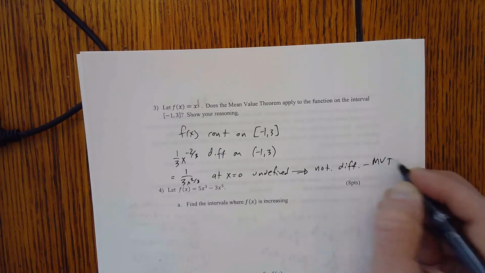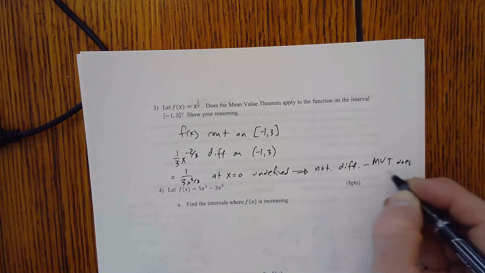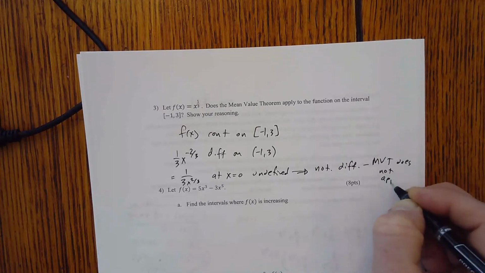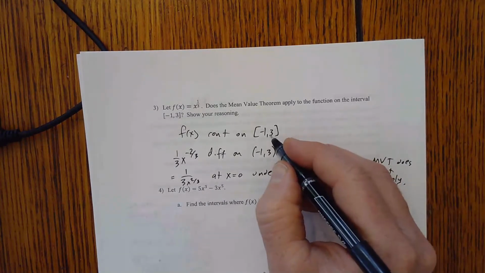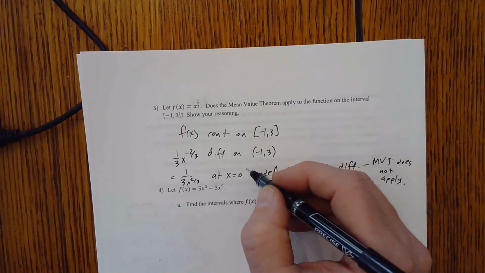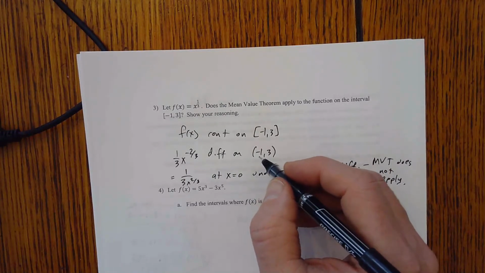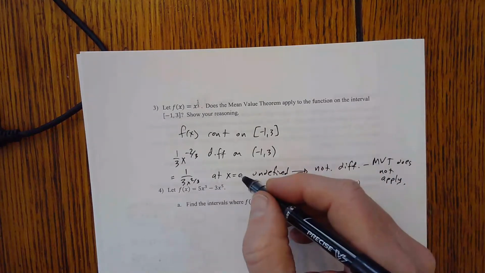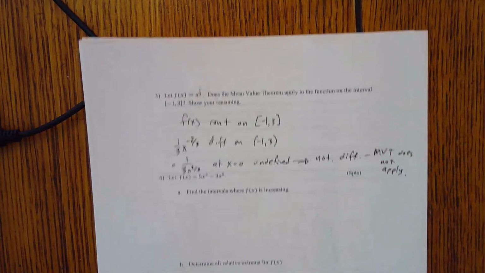Mean value theorem does not apply, because that is in my interval. Again, if my interval was 1 to 3, then that's fine. I only care about if it's differentiable inside that interval, but this is not, because 0 is in that interval.